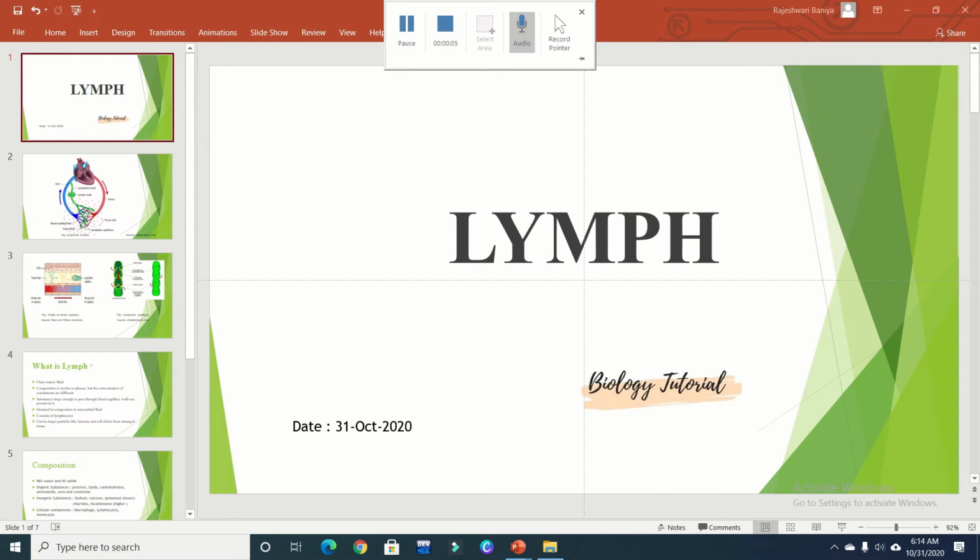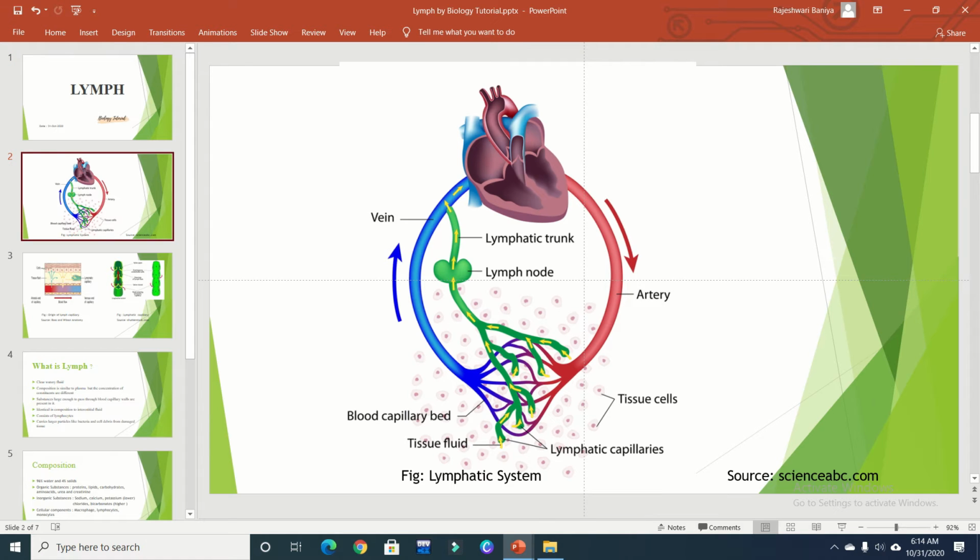Today we are going to study about the lymph. Last time we discussed the lymph node and the lymphatic system. This is a summary of the lymphatic system from the heart.